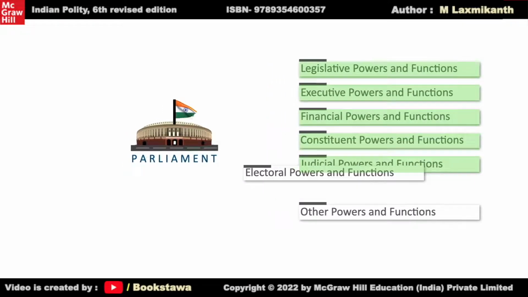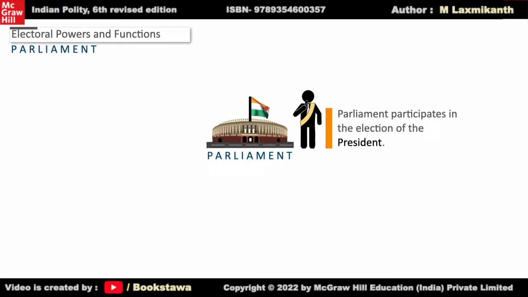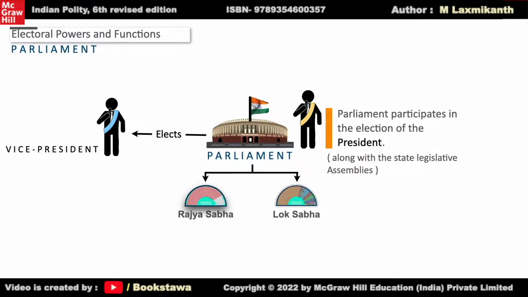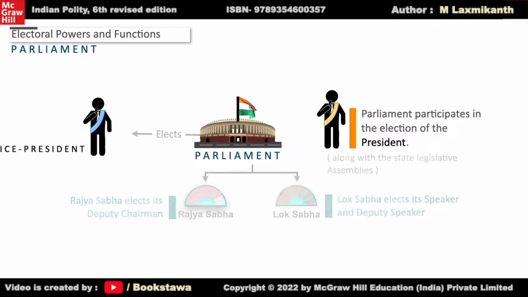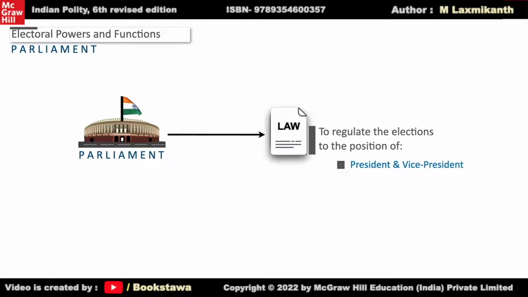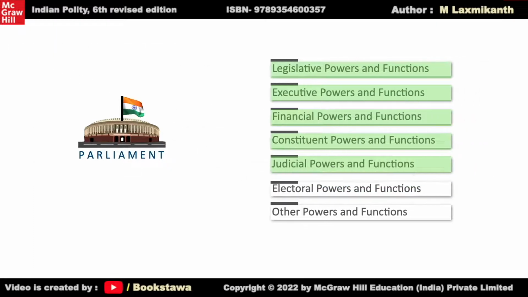Now we will see electoral powers and functions of the Parliament. Basically, Parliament participates in the election of the President along with the state legislative assemblies. It also elects the Vice President. Apart from this, its lower house, that is Lok Sabha, elects its Speaker and Deputy Speaker as well. And Rajya Sabha elects its Deputy Chairman. Parliament is also authorized to make laws to regulate the elections to the office of President and Vice President, and to both the houses of Parliament and to both the houses of state legislature as well. So we have seen electoral powers and functions. Apart from these, Parliament has other powers and functions as well.